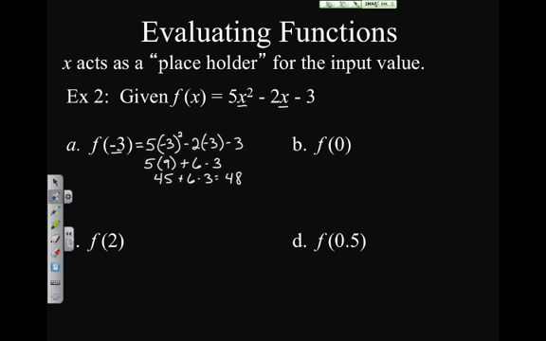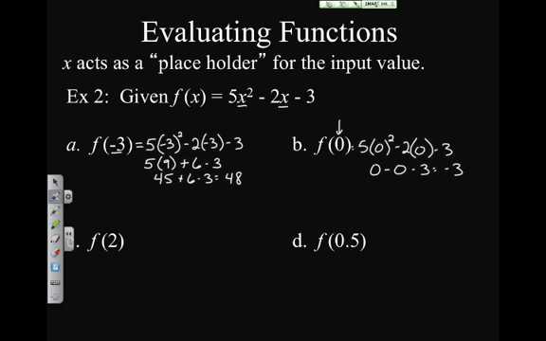Part B, same thing. 5 times our input value squared minus 2 times our input value minus 3. And this time our input value is 0. So we just plug in a 0 and a 0. So this gives us, and hopefully we know this, 5 times 0 squared is 0. 2 times 0 is 0 minus 3. So our answer is negative 3.